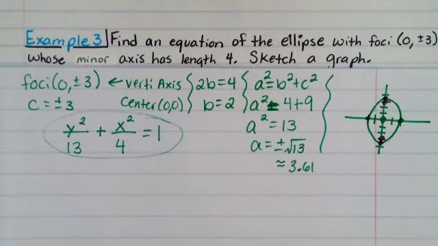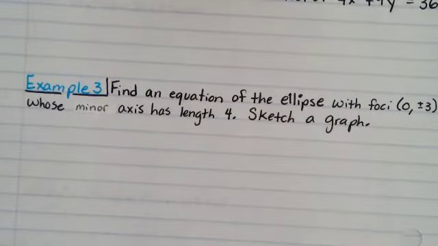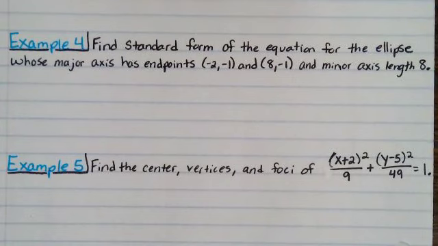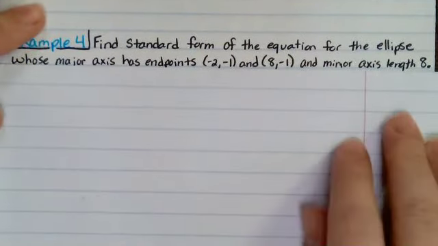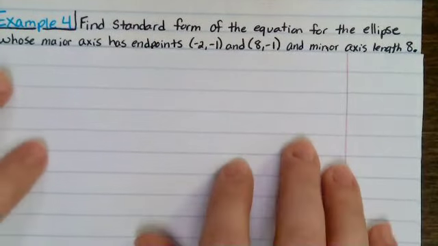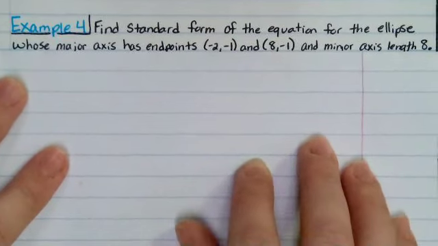All right, example 4. Example 4 says to find the standard form of the equation for the ellipse whose major axis, so they're giving me stuff about the major axis this time, has endpoints at (-2, -1) and (8, -1), and a minor axis length of 8. All right, so I want you guys to pause this video and see if you can break it down a little bit yourself before I go over it.